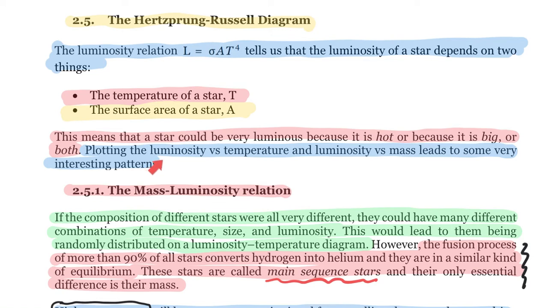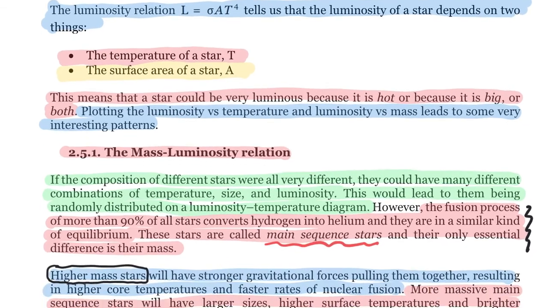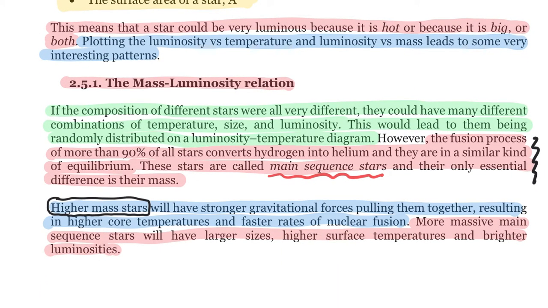Now, when plotting the luminosity versus temperature and luminosity versus mass, this leads to some very interesting and insightful patterns that help astrophysicists to learn more about stars. So let's first look at the mass versus luminosity relation. So if the composition of different stars differs, that could mean that there are many different combinations of temperature, size, and luminosity among stars, and this is exactly what we find. But this would mean that this would lead to them being randomly distributed on a luminosity temperature diagram.